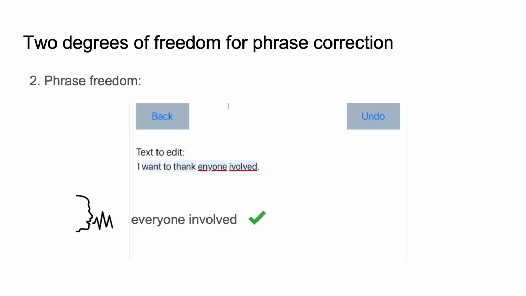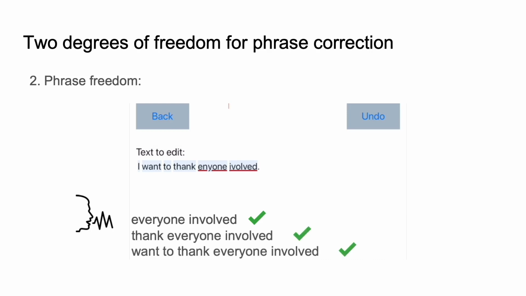Users do not need to speak the exact phrase to be corrected. They can include any context words before and after the phrase.